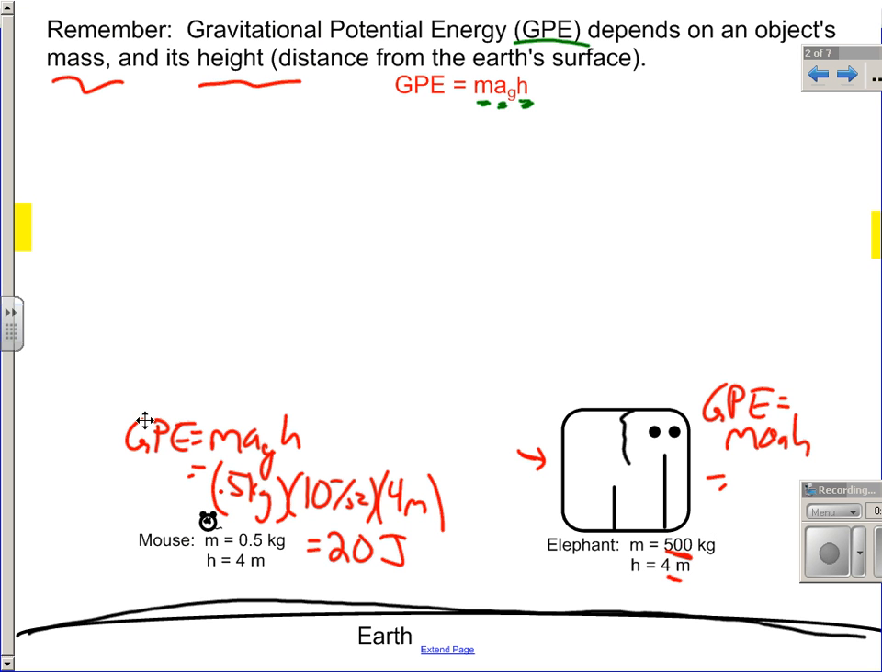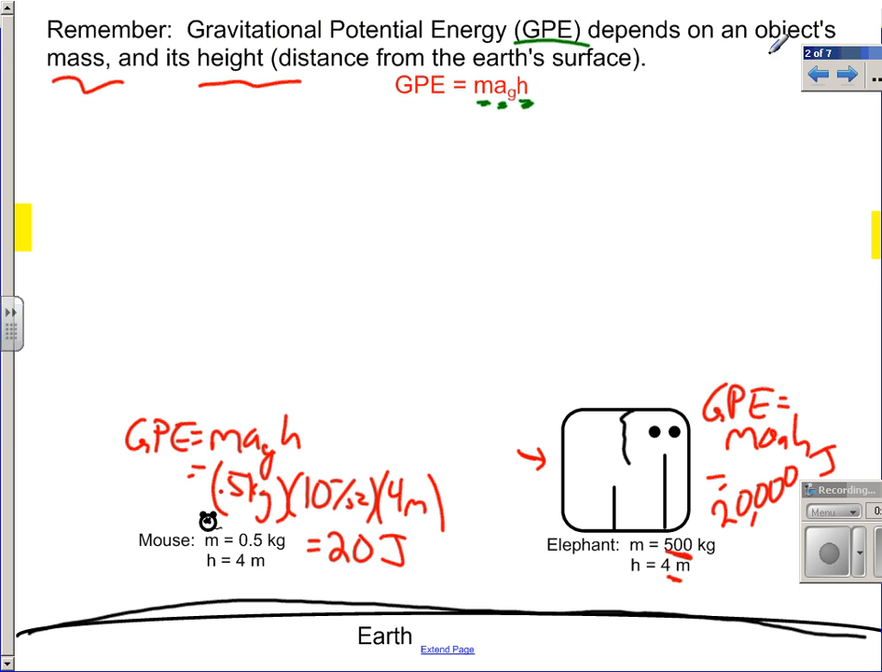So let's try that again. If you multiply it out, 500 times 10 times 4, you end up getting 20,000 joules. So there's the gravitational potential energy of the elephant. Clearly, the elephant has more energy because he has more mass, even though they're at the same height. So that's one way we can give him more GPE, by giving him more mass.